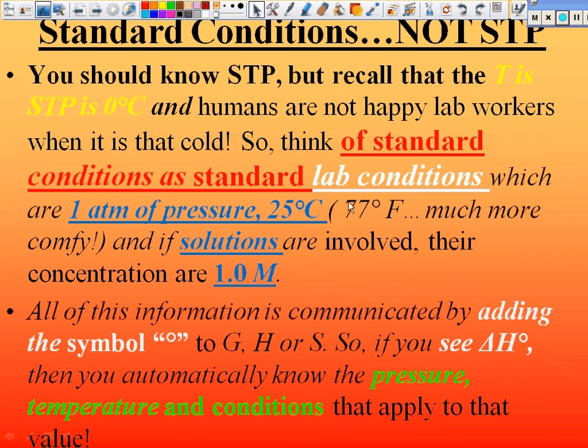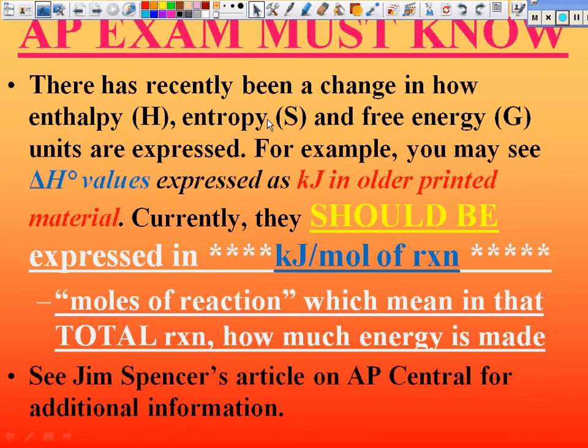Y'all, I kept begging you last chapter when we calculated delta G, it wasn't just joules or kilojoules, it was joules or kilojoules of what? Per mole of reaction. This is copied and pasted directly out of the curriculum framework, which you are tested upon. There has recently been a change in how enthalpy, entropy, and energy units are expressed. For example, you may see delta H naught values expressed in kilojoules in older printed material. Currently, this is how it has to be: kilojoules or joules per mole of reaction.